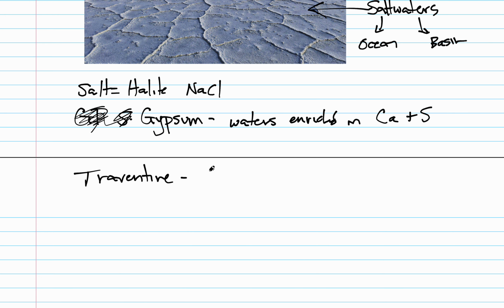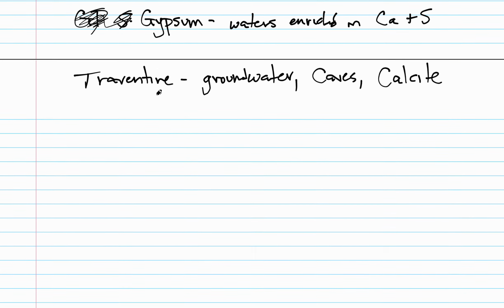It's a little different. This is going to be groundwater. It's going to be precipitation from groundwater, often from caves, and the mineral here is calcite. So it is not from saltwater ocean basins. It is not like halite. It is not like salt.